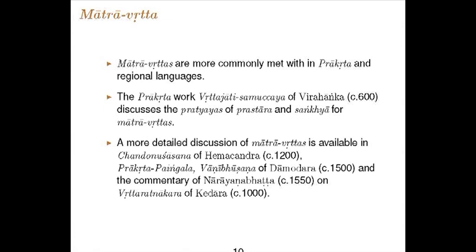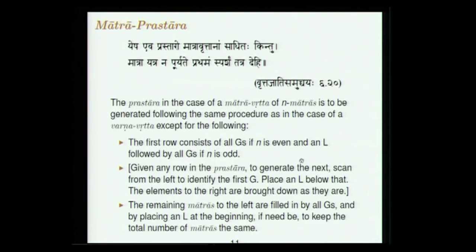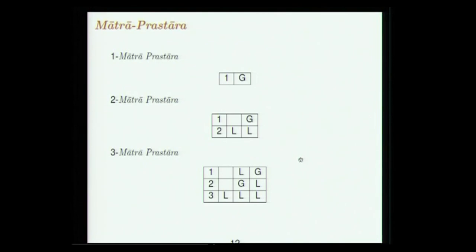Then more detailed discussion of matra vrittas appears in Hemachandra. He is one of the great scholars in Sanskrit and Prakrit. So, he has written Chandonushasana in the 12th century. Then I mentioned Prakrita Paingala, Vani Bhushana, etc. We will quote some verses of these also for particular issues. So, first is the prastara. So, before going into the rule of the prastara, let us just see some examples.